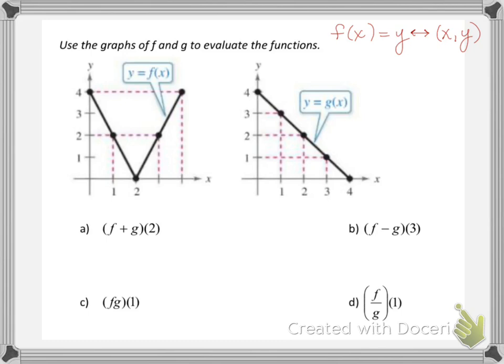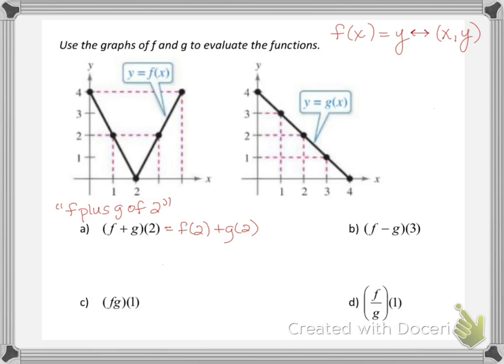Okay, so to make things a little bit more simple, in this problem in part A, f plus g of 2, let's rewrite it here so you guys understand how to read it. Okay, f plus g of 2. That's how you read it, by the way, okay? F plus g of 2 is asking us to, in essence, find f of 2 and find g of 2 and add those two values, okay?